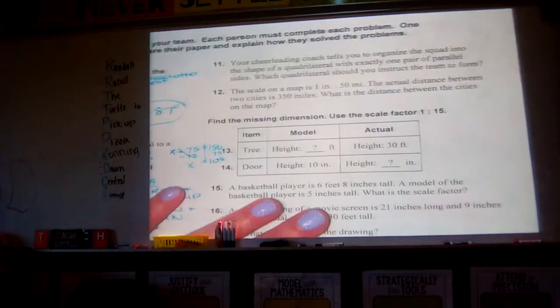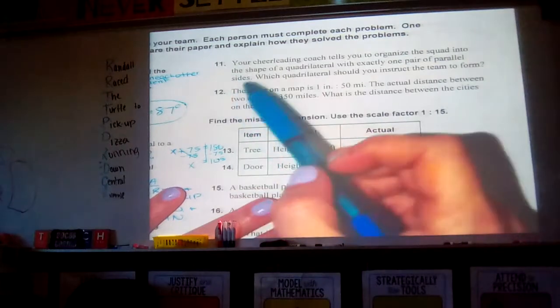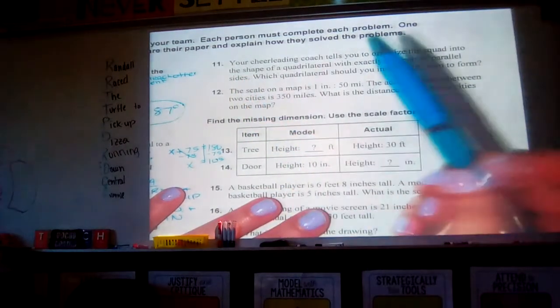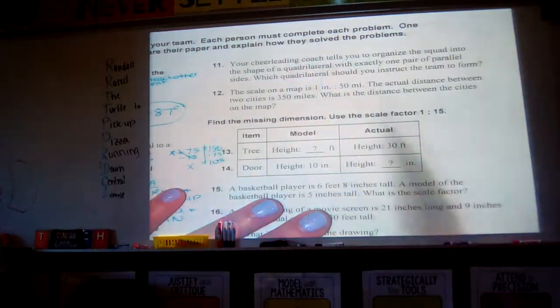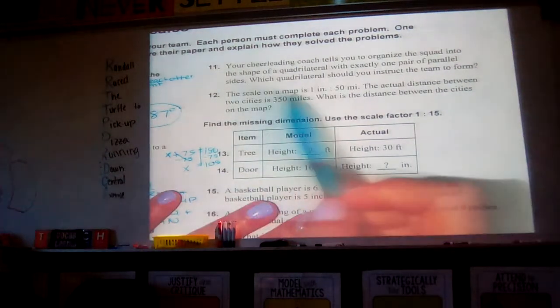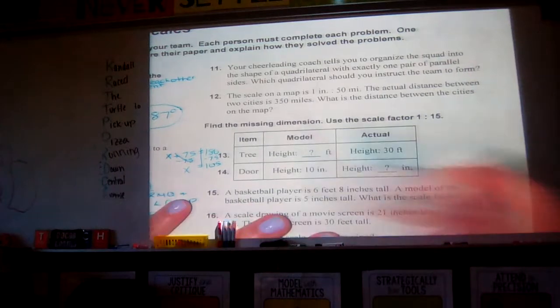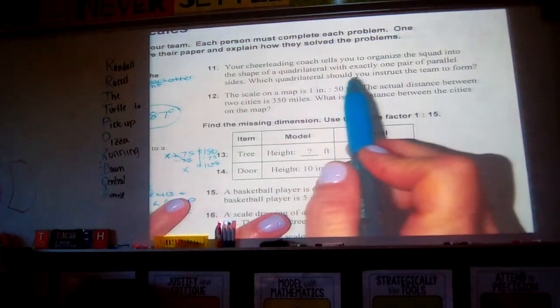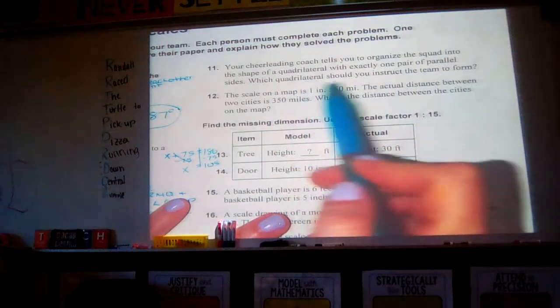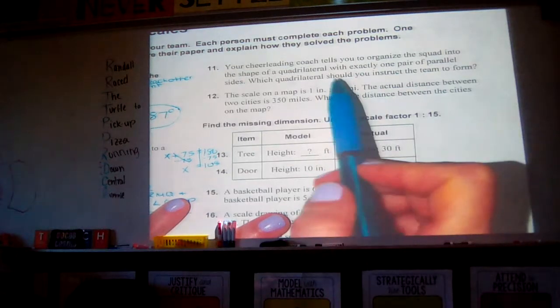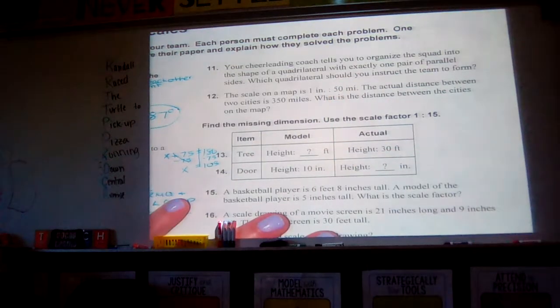Number 11. Part of these standards, the 7G 11, 12, and 25, says that we have to be able to understand quadrilaterals in different shapes. So this question here, your cheerleading coach tells you to organize the squad into the shape of a quadrilateral with exactly 1 pair of parallel sides. Which quadrilateral should you instruct the team to form?